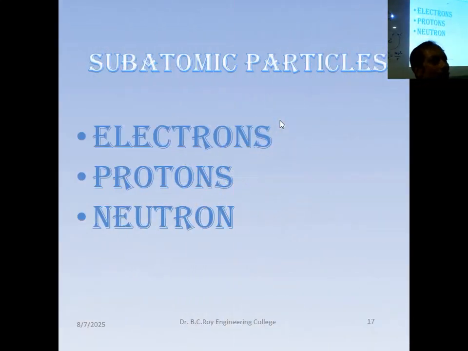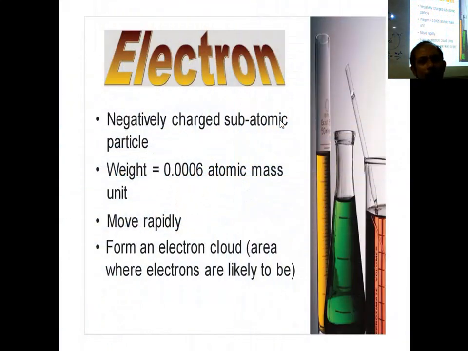Now, according to the Rutherford or Bohr model, we are getting three types of subatomic particles: electrons, protons, and neutrons. Electrons, protons, and neutrons are also not all fundamental. The electron is found to be fundamental. It is called a lepton. Leptons are fundamental. That means they are not composite. They are not made up of something else.